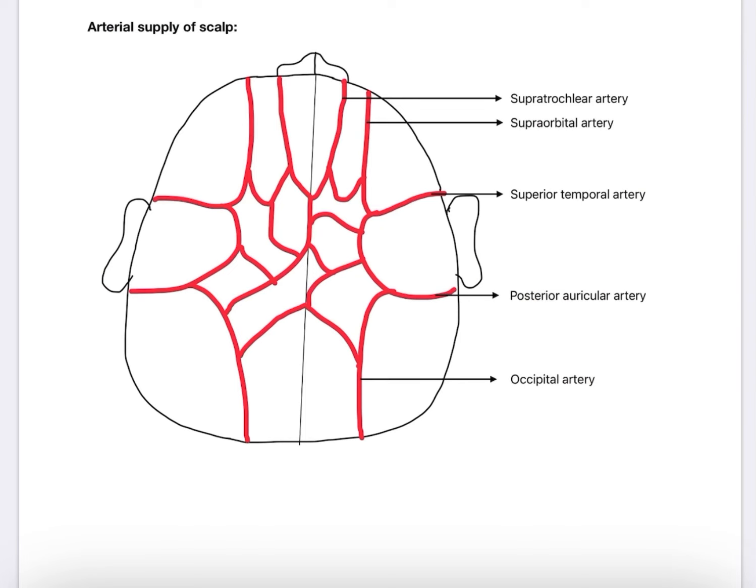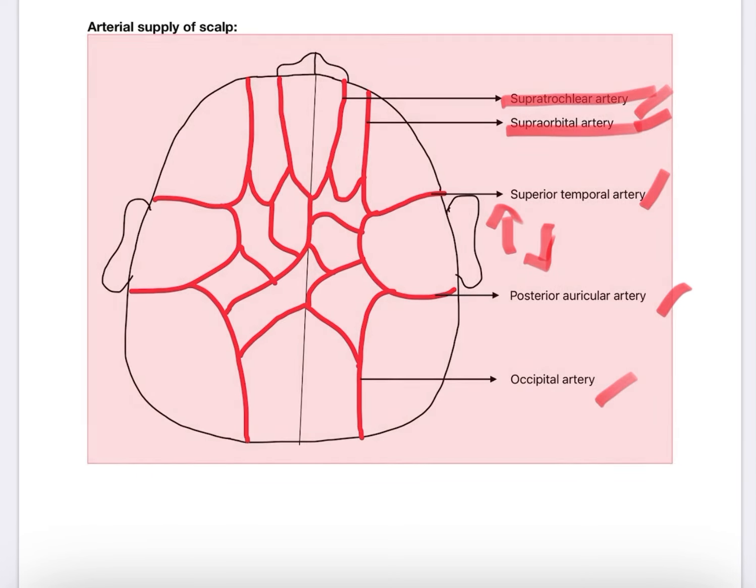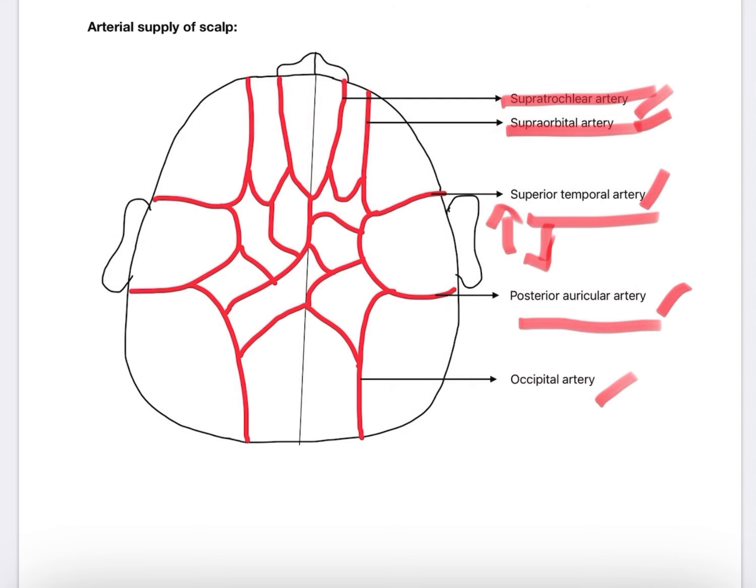Blood supply of scalp. Blood supply of scalp includes arterial supply and venous drainage of scalp. In the arterial supply of the scalp, there are 5 arteries present on each half of the scalp, which means the total scalp is supplied by 10 arteries. If we consider only one half, in front of the auricle there are 3 arteries, and behind the auricle there are 2 arteries. The arteries in front of the auricle are supratrochlear artery, supraorbital artery, superior temporal artery. Posterior auricular artery and the occipital artery are present behind the auricle.